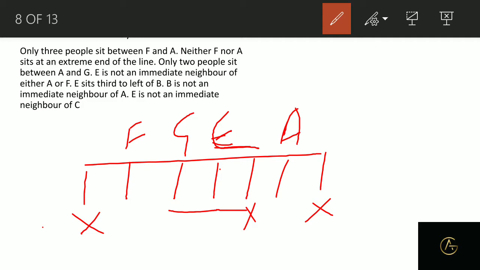E sits third to the left of B. This is left and this is right. E sits third to the left of B. B's left. Only this space is empty. E is third to the left of B. B's left 1, 2 and 3. Okay.